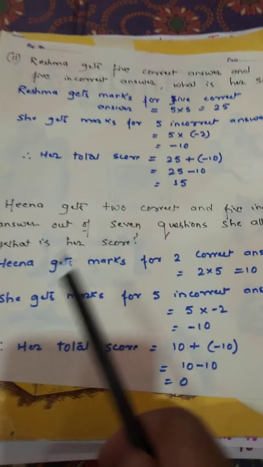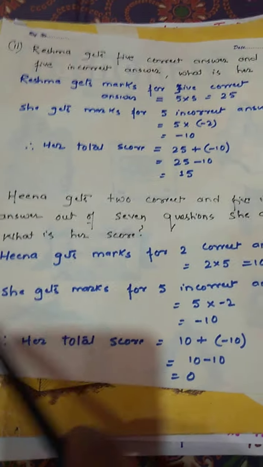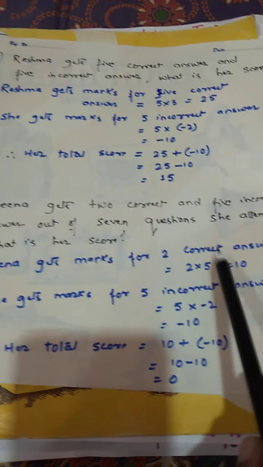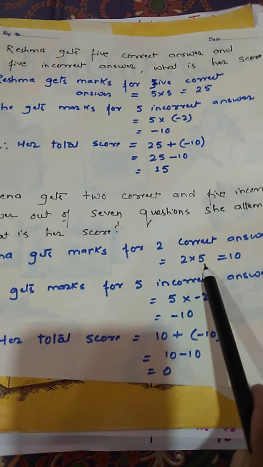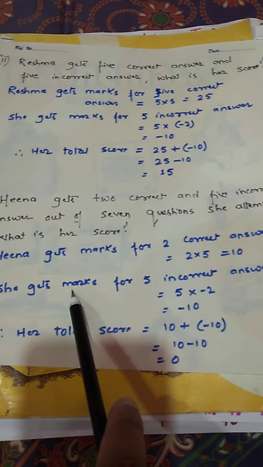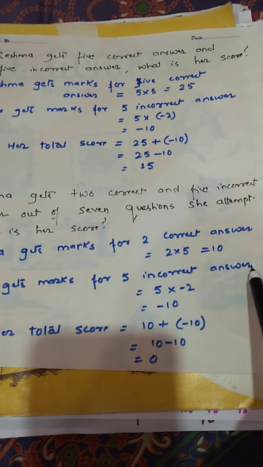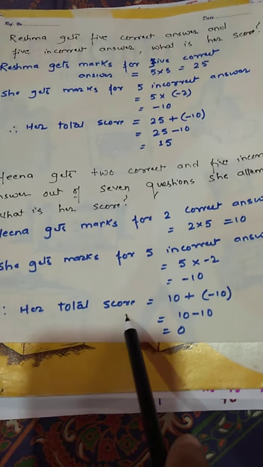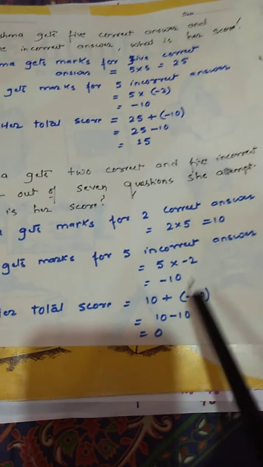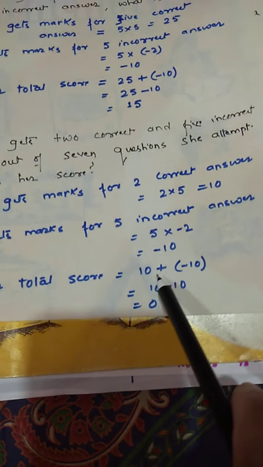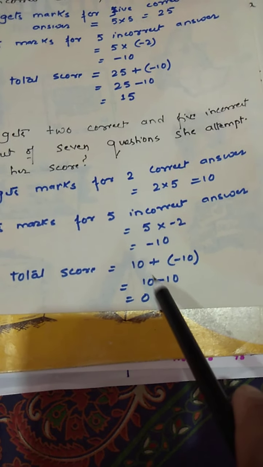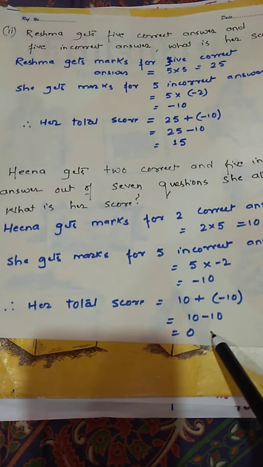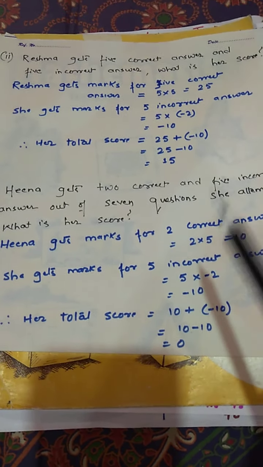So let's talk about the 2 correct answers first. Hina gets marks for 2 correct answers, which is what? Again 2 into 5, that is 10. Now she gets marks for 5 incorrect answers, that means 5 into minus 2, that is minus 10. Now what is our total score then? 10 plus, inside the bracket, minus 10. So we'll open the bracket, plus minus is what? Minus. 10 minus 10 is 0. So Hina scored 0 marks from those 10 questions.